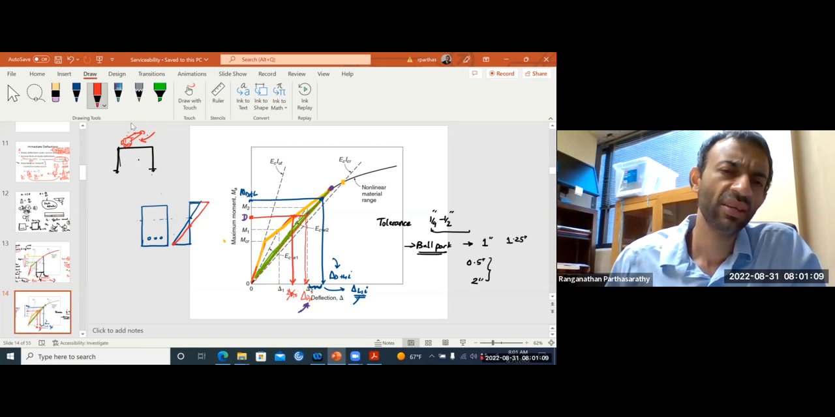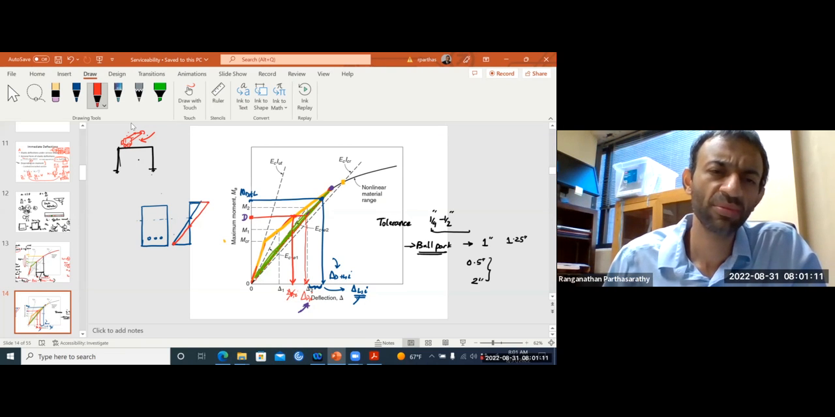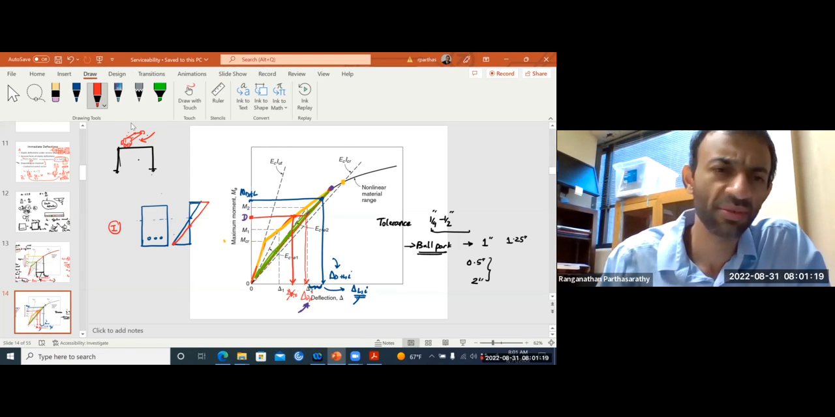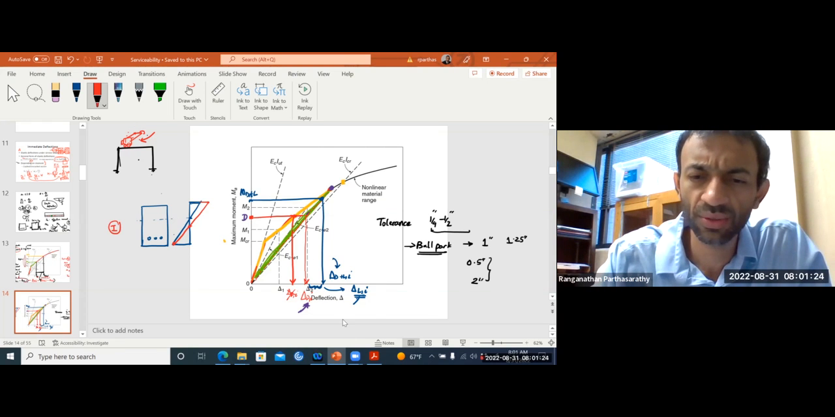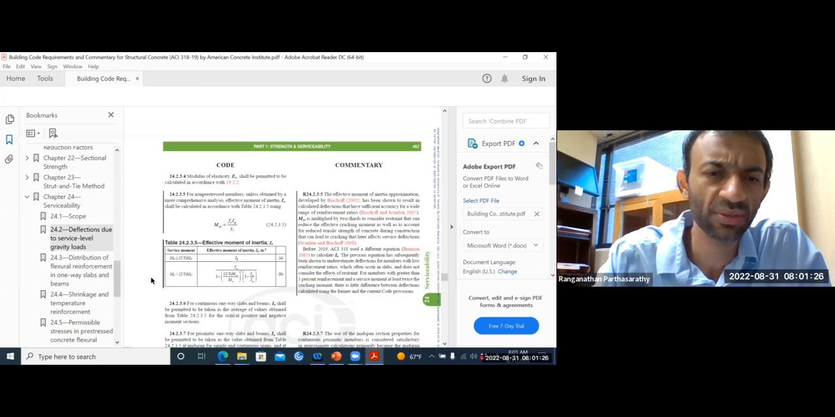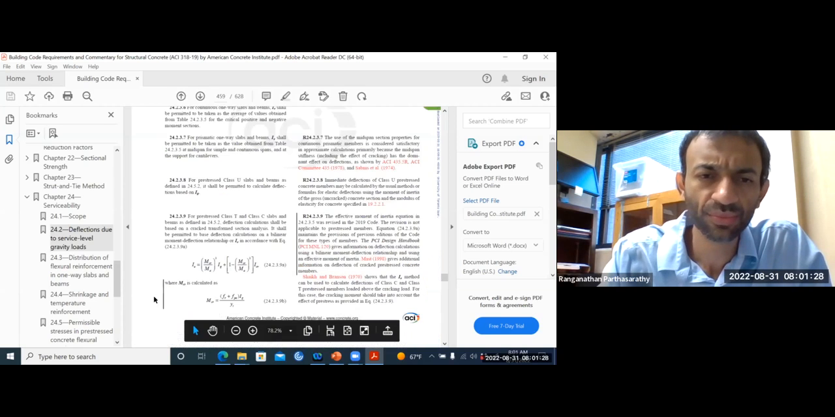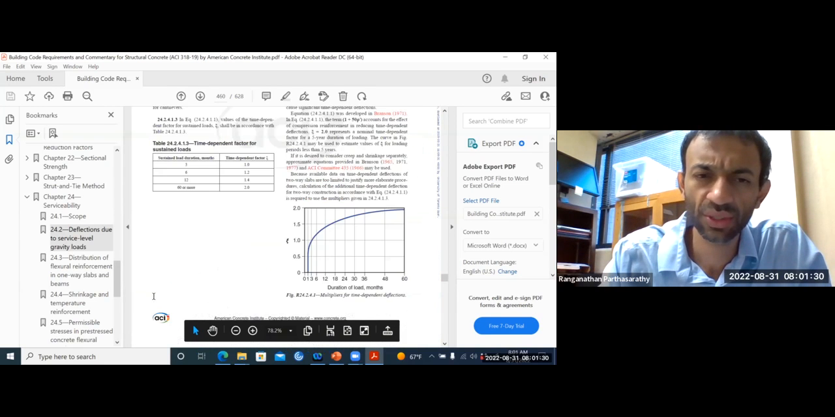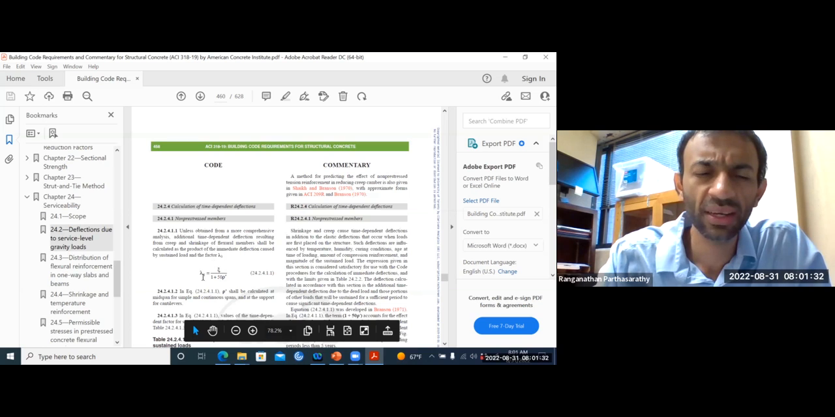So you can see that this is quite a complex problem. If your neutral axis keeps changing, then how do you calculate I? If we want to do an accurate calculation for long-term deflection, this is going to be quite challenging. So what we do is we just use the code specification. Okay, so this is your lambda delta factor.